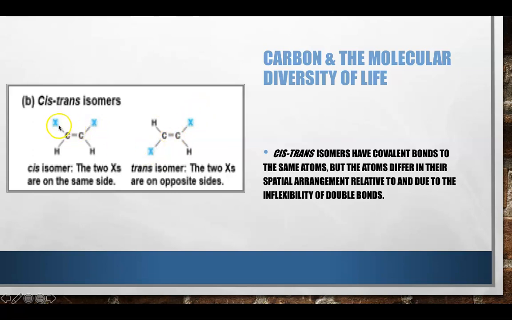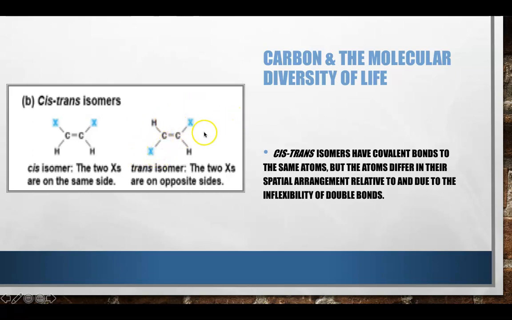So let's say that these 2 elements were lithium. Okay, this lithium would be on the same side. The formula would still be C2Li2H2 for both of these. However, the location of the lithiums will make this one cis and this one would be trans.